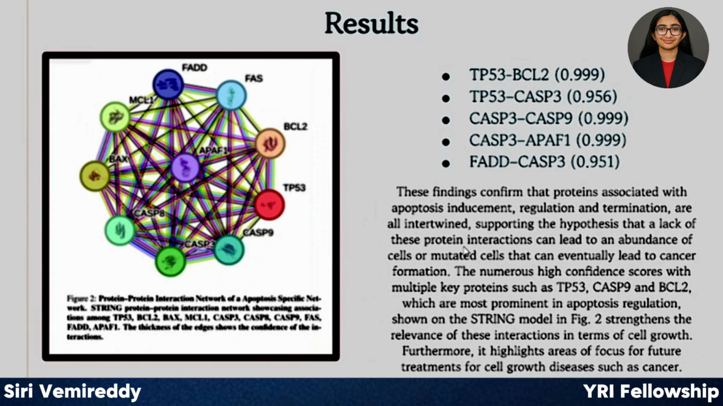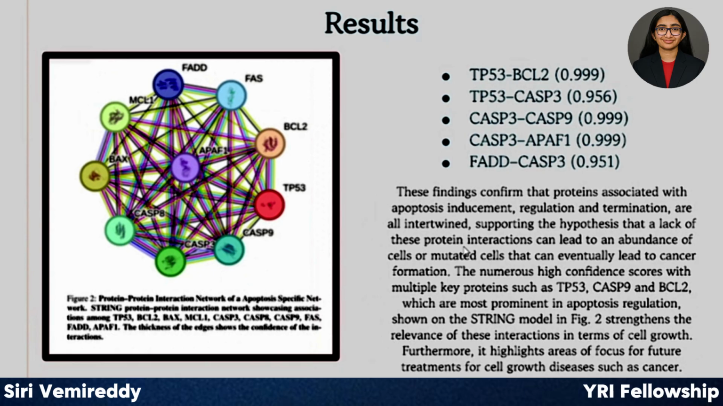And these findings help us confirm that the proteins that are associated with apoptosis inducement, regulation, and termination are all intertwined together, supporting the hypothesis that a lack of these protein interactions can lead to an abundance of cells or mutated cells that don't die off, and it could eventually lead to the formation of cancer.